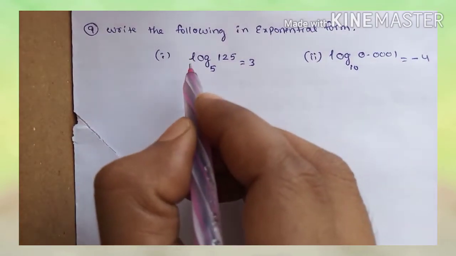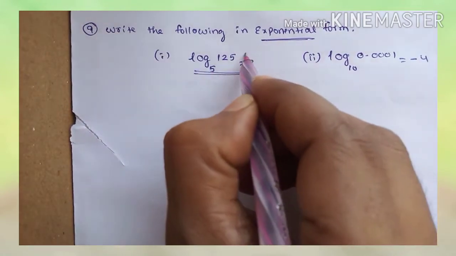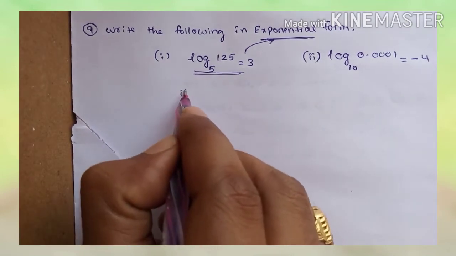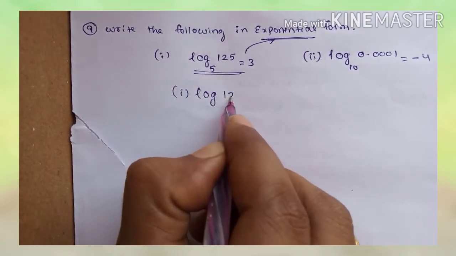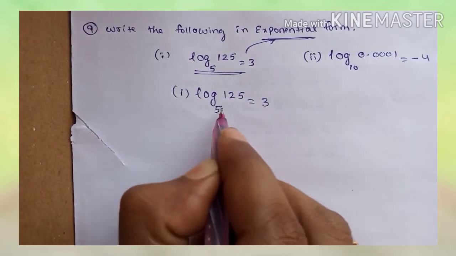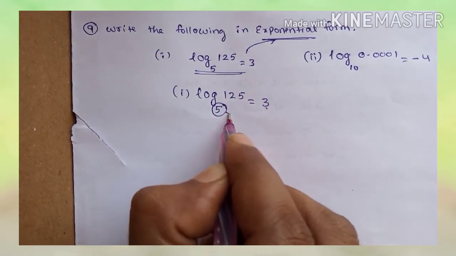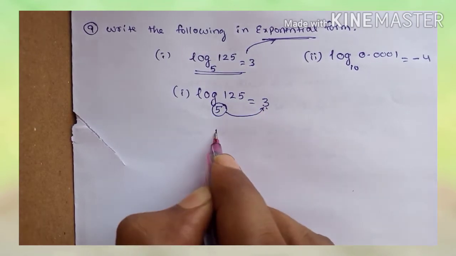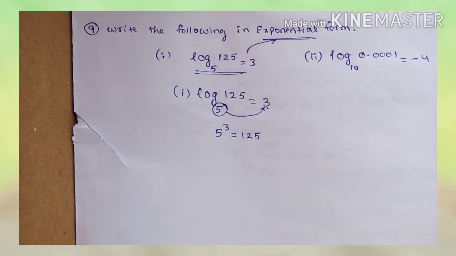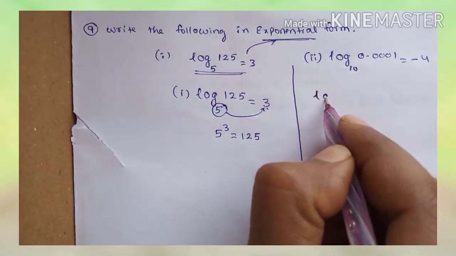Now the next one, the opposite: write the given in exponential form. The given is in logarithmic form, you have to write it in exponential form. As in our previous discussion, the first one is given: logarithm of 125 to the base 5 is equal to 3. Here what is the base value? 5. We know this is the exponent, right? So this is the base, this is the exponent. So 5 to the power 3 is equal to 125.